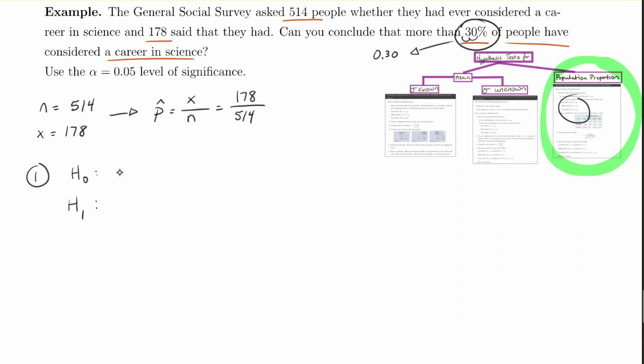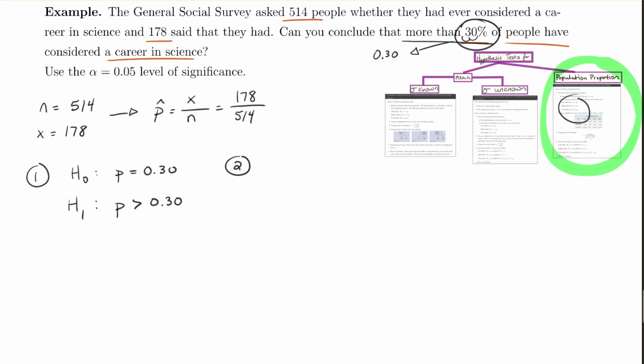So here, H0 is our proportion. We're interested in seeing if it's more than 30%. Now we know we can't test that immediately. We first assume that it's equal to it. And then we're going to see if the proportion for our alternate hypothesis is greater than our 0.30.